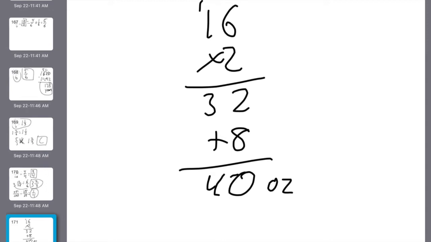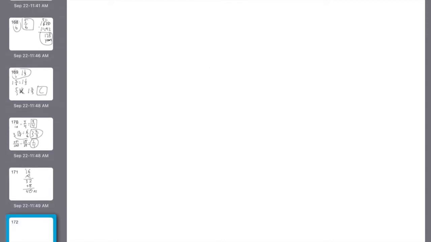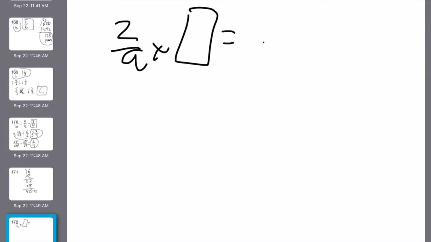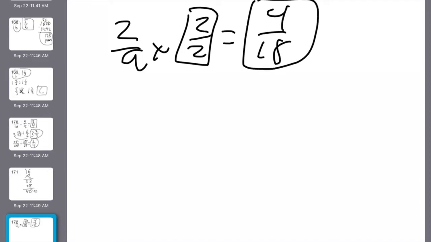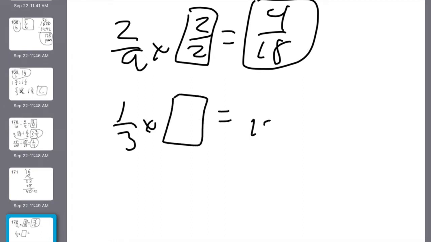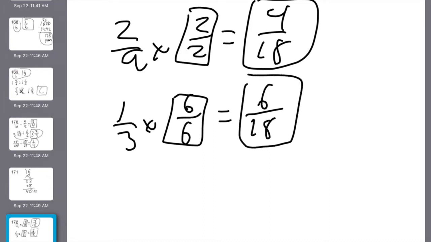Number 9, find equivalent fractions. So I have 2/9 times something equals something with an 18. That tells me this is 2 on the bottom, so it's 2 on the top, which gives me 4/18. Next one, I have 1/3 times something gives me an 18 on the bottom again. 3 times 6 gives me 18. Do it to the top, gives me 6/18.